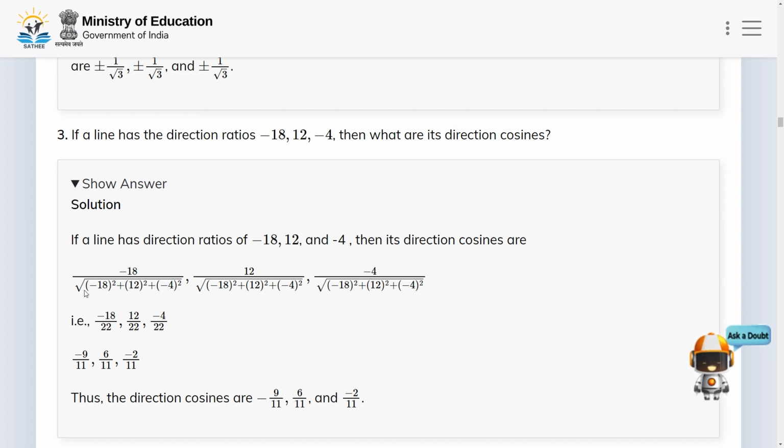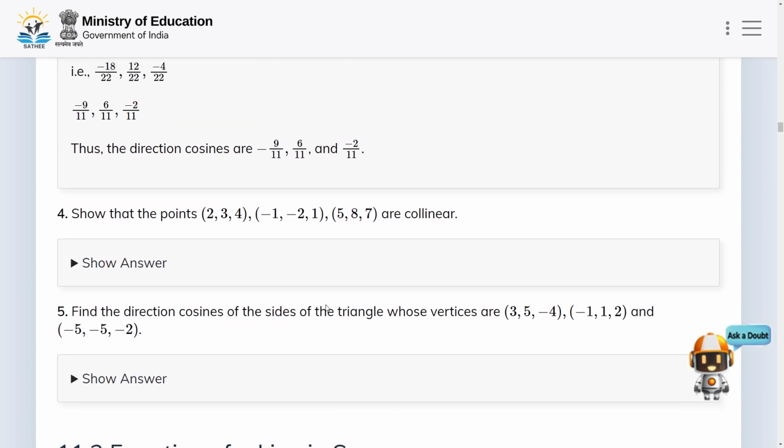If you solve, you will have minus 18 by 22, 12 by 22, minus 4 by 22. You can simplify your things. You will have minus 9 by 11, 6 by 11 and minus 2 by 11. So the direction cosines will be minus 9 by 11, 6 by 11 and minus 2 by 11. Clear? Okay. Let us move to the next problem. Fourth one. Show that these 3 points are collinear to each other. The same logic we are going to apply. Okay.